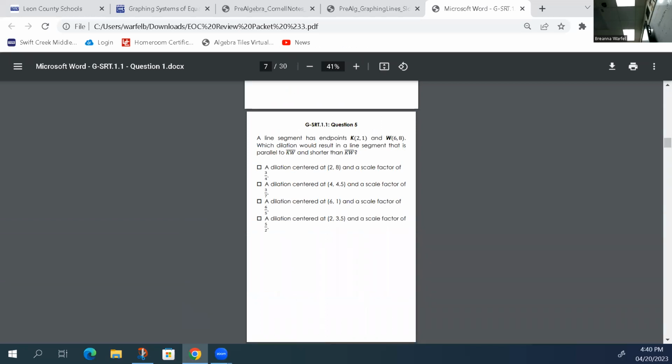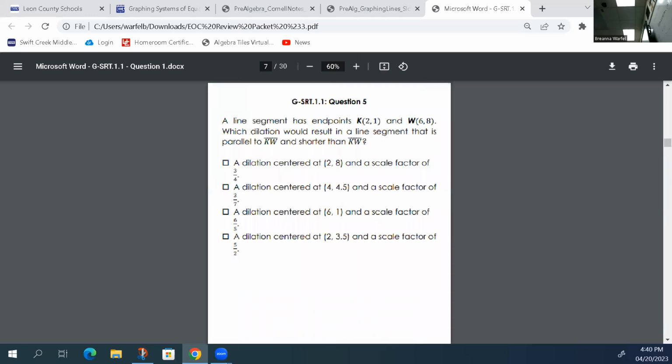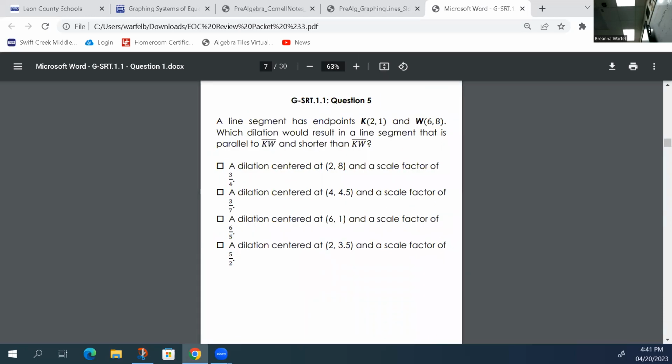This is the same thing. You're going to graph those 2 points. You're going to center them at the distance. You're going to dilate them. And some of them obviously have harder dilations, like 3/7 is really hard to dilate by.